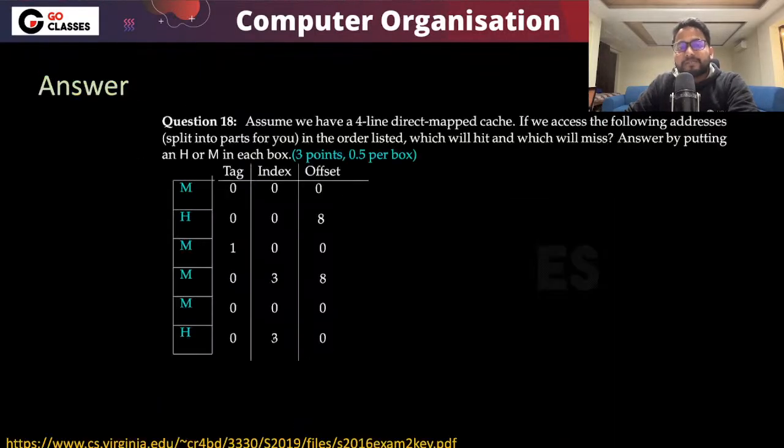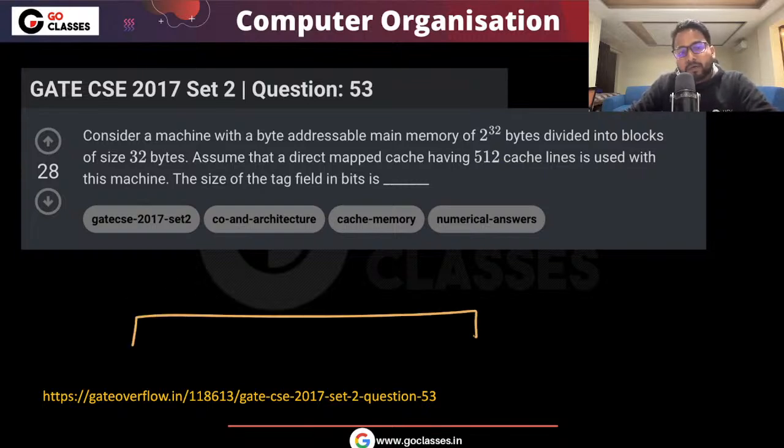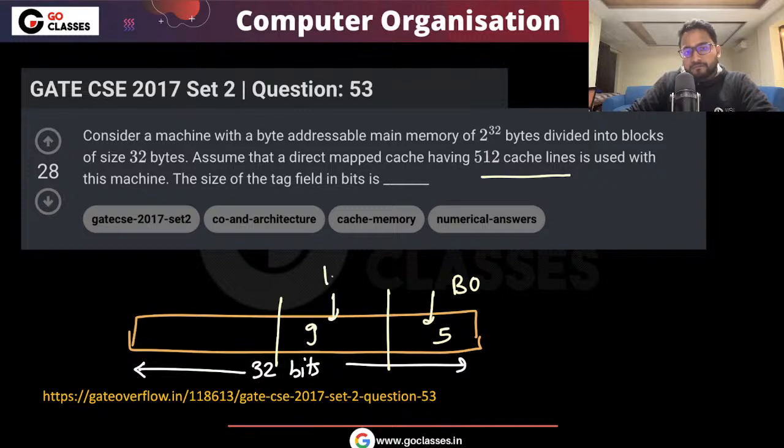Let me just solve one or two of these questions because these have been asked in GATE, and then I will go to the set associative. Consider a machine with byte addressable memory of 2 power 32 bytes, which means it is a 32 bit address. Divided into blocks of the size 32 bytes, which means 2 power 5, so 5 is the block offset. Assume the direct map cache having 512 cache lines. So number of lines are also given, 512, which is 9 bits.